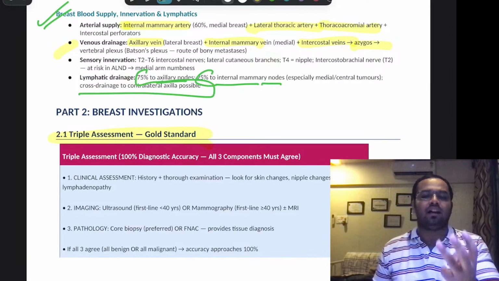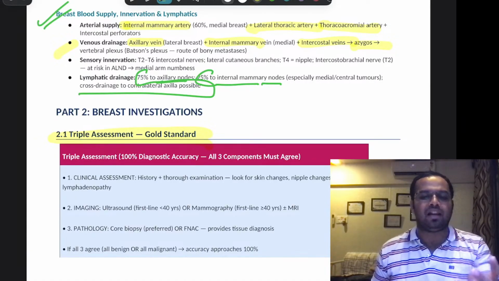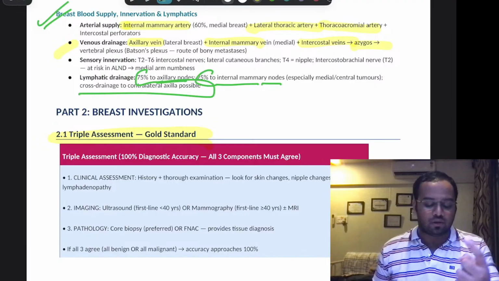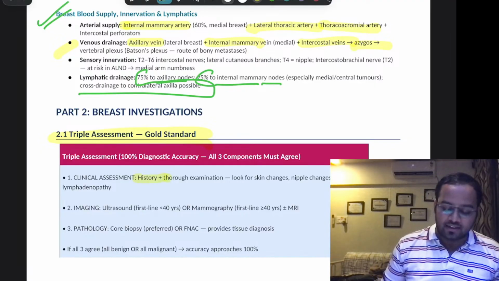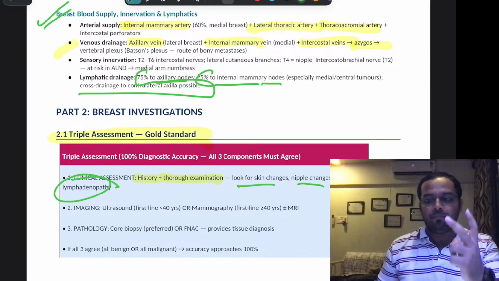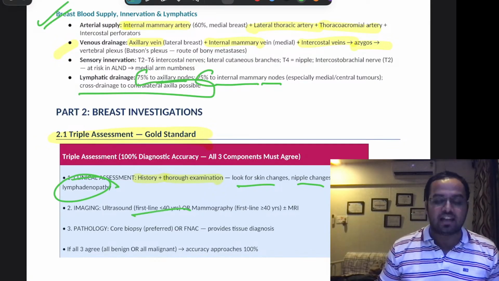So वैसे ही इधर तीन approaches हैं, that is going to be triple assessment. The first thing you are going to do, yes, you are going to go for a clinical assessment, history and thorough examination, look for skin changes, nipple discharge, and lymphadenopathy. Second important thing is the imaging, first line investigation.